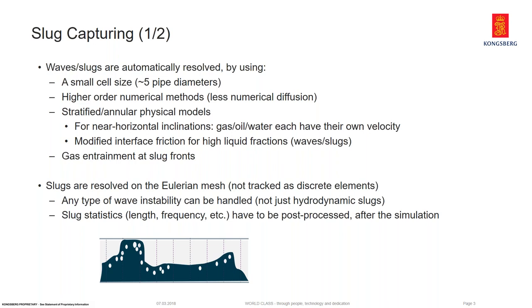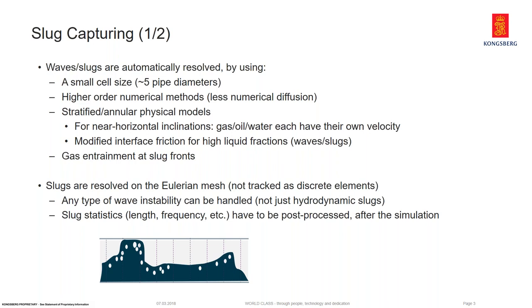And then finally, we have gas entrainment at slug fronts. That means that gas bubbles can get entrained at the front of the slug, and they move through the slug and maybe come out the other end again. And that is very important in order to get the right momentum conservation and the proper slug velocities.